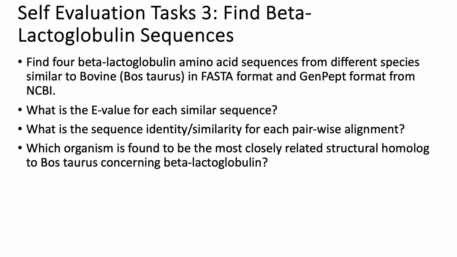The third task is to find beta lactoglobulin sequences. The first question is to find 4 beta lactoglobulin amino acid sequences from different species similar to bovine, scientific name Bos taurus, in FASTA format and GenPept format from NCBI. What is the e-value for each similar sequence? What is the sequence identity or similarity for each pairwise alignment? Which organism is found to be the most closely related structural homologue to Bos taurus concerning beta lactoglobulin? I hope that all the questions are simple and you can try it on your own.